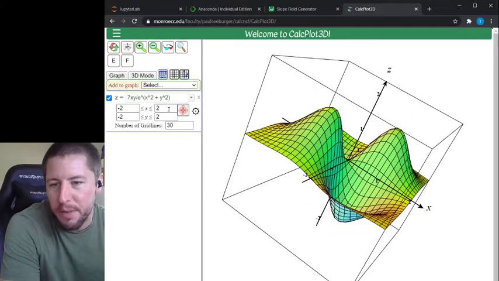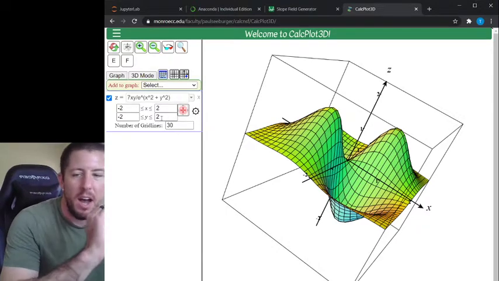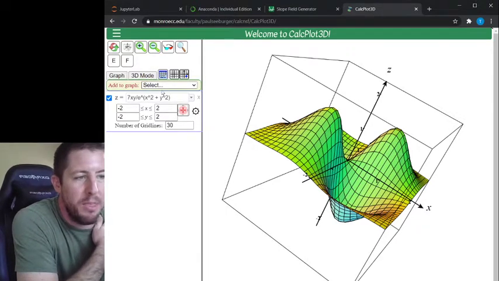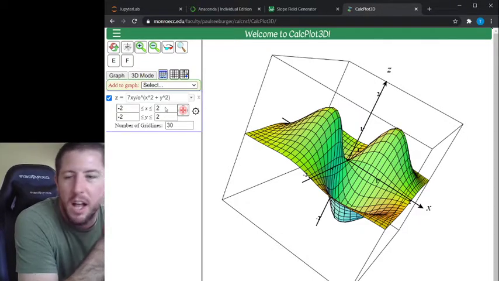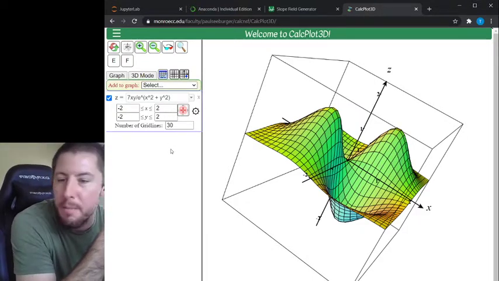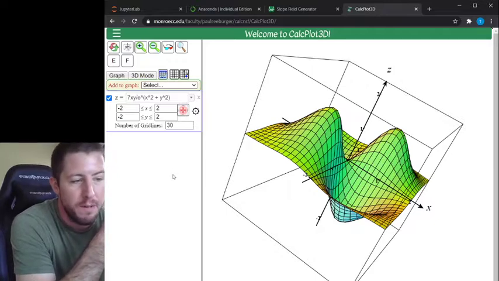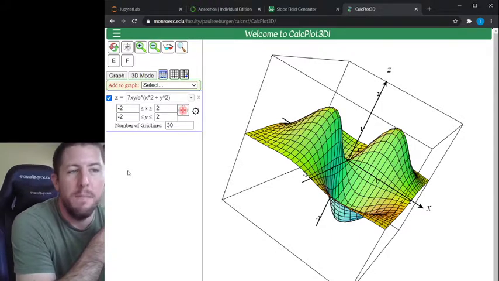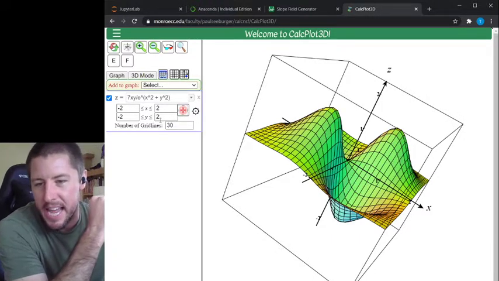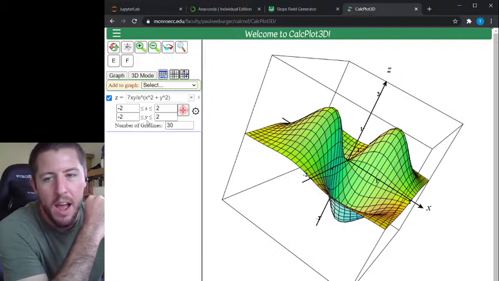It can put tangent planes on this. There's a ton of awesome things that you can do. Vector fields, space curves, lines in space, parametric equations. You can do stuff in polar, in Cartesian, in cylindrical. An unbelievable amount of things. This is like Desmos for adults right here.